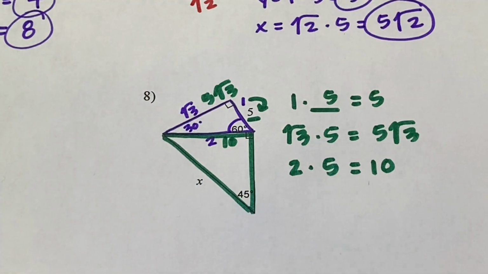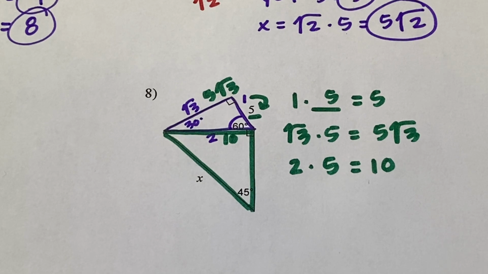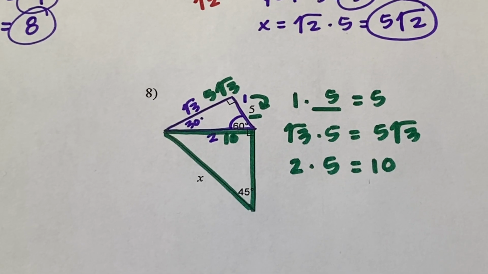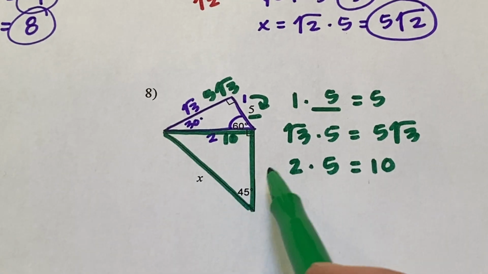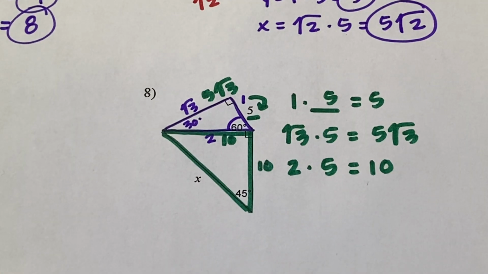Now we're working with our second triangle, which is this guy right here. What type of triangle is that one? 30, 60, 90 or 45, 45, 90? 45, 45, 90. Well, we know, you guys, that the two legs in a 45, 45, 90 are equal to each other. So if this one's 10, what's this one? 10. It's also 10. Oh, you guys are so good.